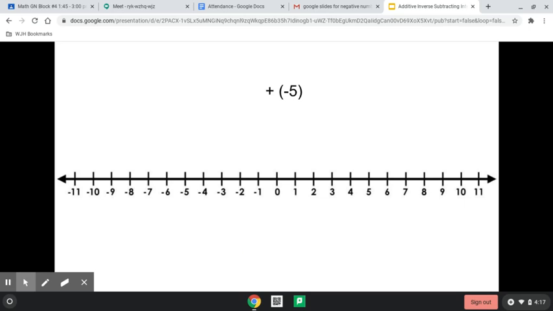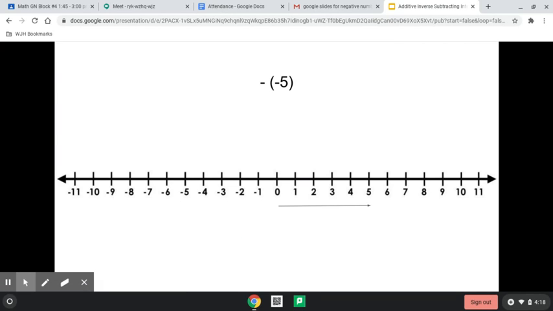So we went to the left, -5. Now we are adding a negative number. This is where it might get a little tricky. All you need to know is that when you add a negative number, you go to the left. And then subtracting a negative number, this throws people for a loop too. We are going to go to the right.